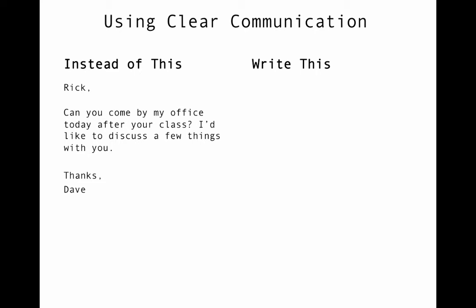I am going to be stressed. I'm going to be worried. I'm going to be thinking, what did I do? Right? What's going on? Why does he need to see me? So sometimes I might reply back, because Dave was ambiguous, his communication was unclear. I might actually reply back and say, sure, Dave, I'll be happy to stop by when I finish up at 12:20. Can you tell me the purpose of the meeting? Maybe Dave's busy and Dave's in class and he doesn't reply back.